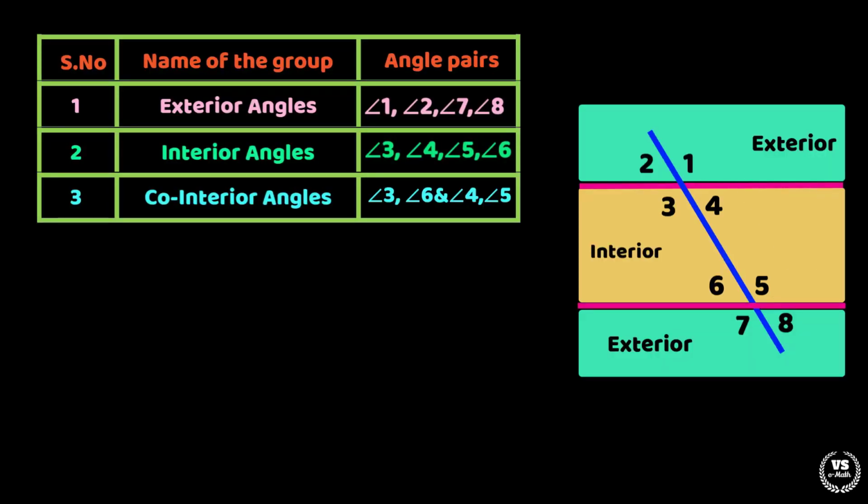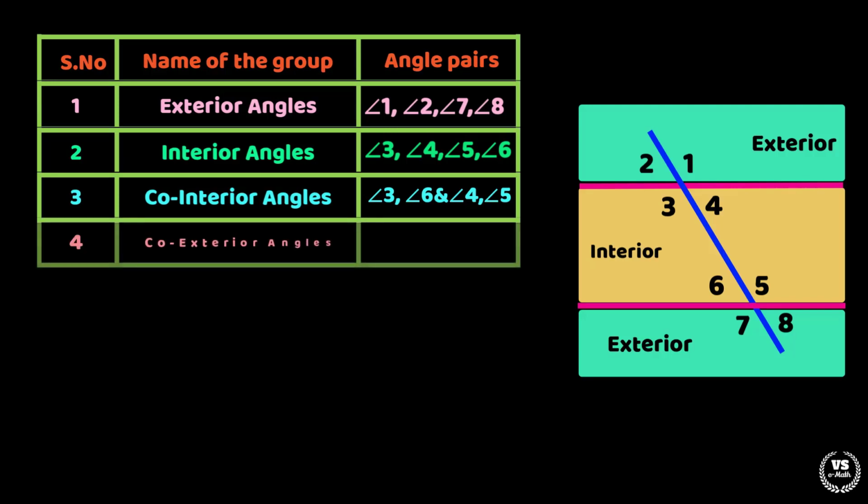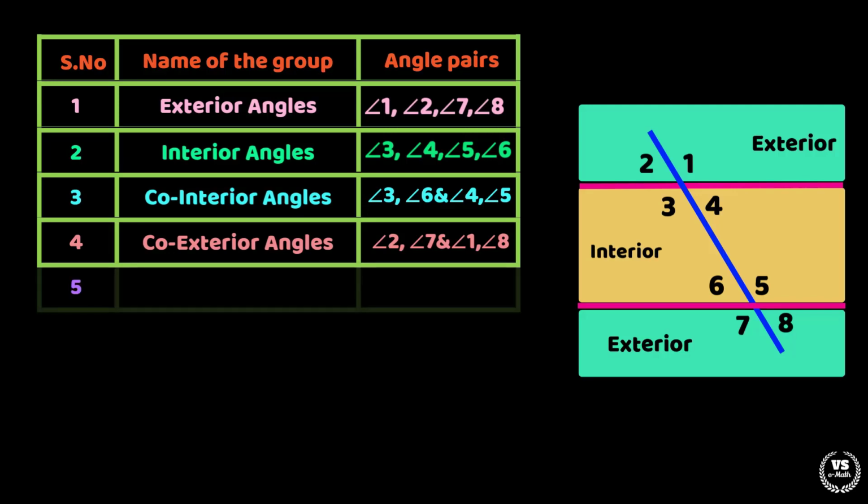Now, let's move on to co-exterior angles. The same logic is applied here. Exterior plus same-sided. Angle 2 and angle 7 is one pair, while angle 1 and angle 8 is the other pair. There is another type of grouping which is called alternate interior angles and alternate exterior angles.